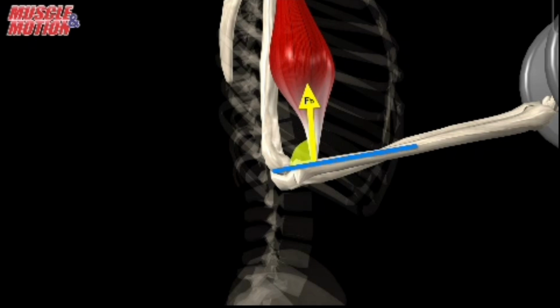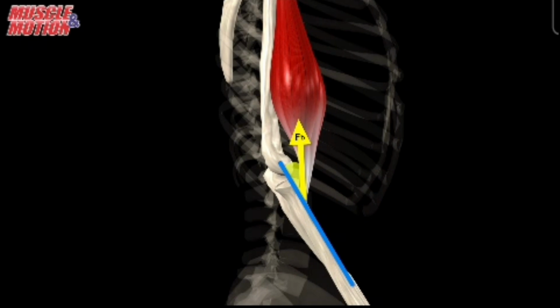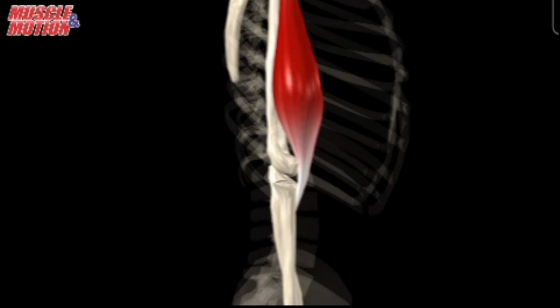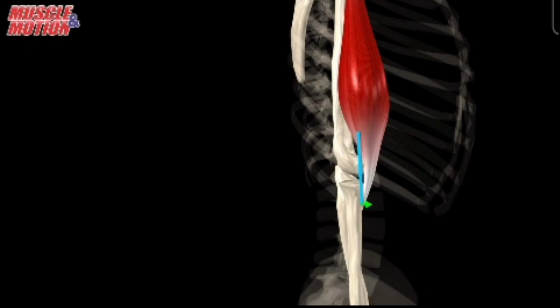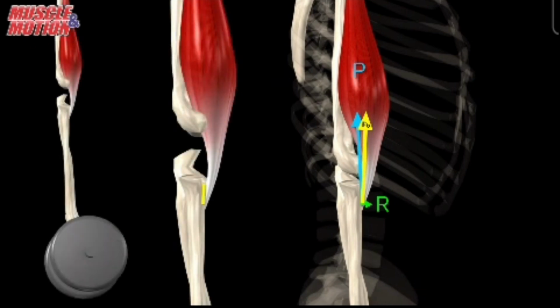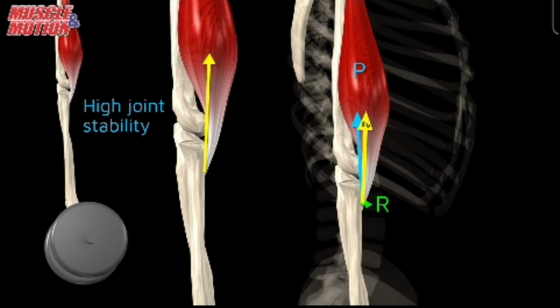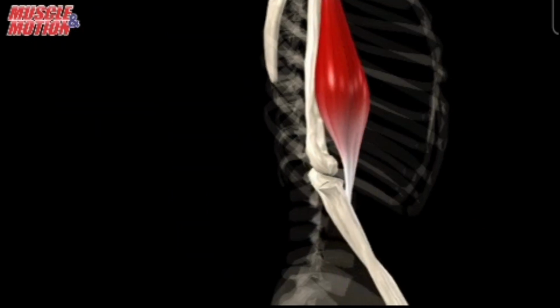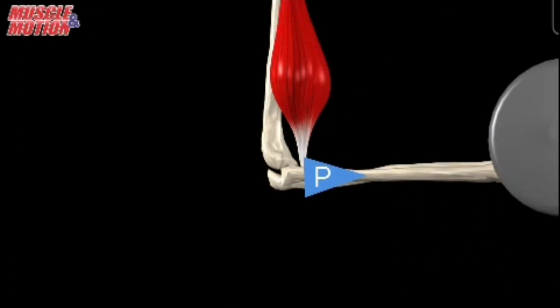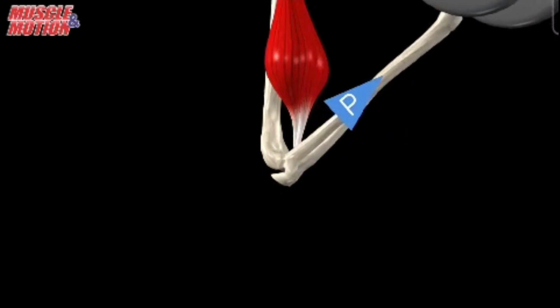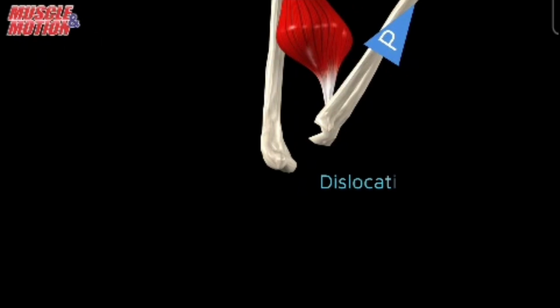Depending on the angle of the insertion of the muscle, some force is also directed to either stabilize or destabilize the joint. As the joint moves towards 0 degrees, the movement arm decreases and the stabilizing force increases. When the joint moves beyond 90 degrees and towards 180 degrees, the movement arm decreases and the dislocating force increases.